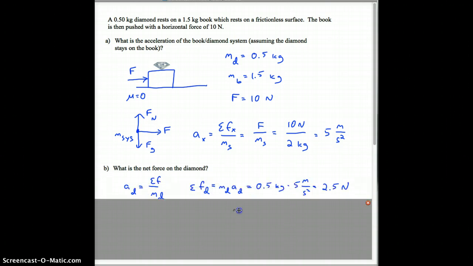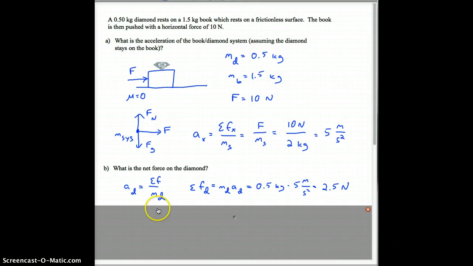The next part asks, what is the net force on the diamond? Well, I can start with the equation that the acceleration of the diamond comes from the net force on the diamond divided by the mass of the diamond. So the net force on the diamond is equal to its mass times its acceleration. The mass of the diamond is 0.5 kilograms times 5 meters per second squared, so 2.5 newtons is the net force on the diamond.